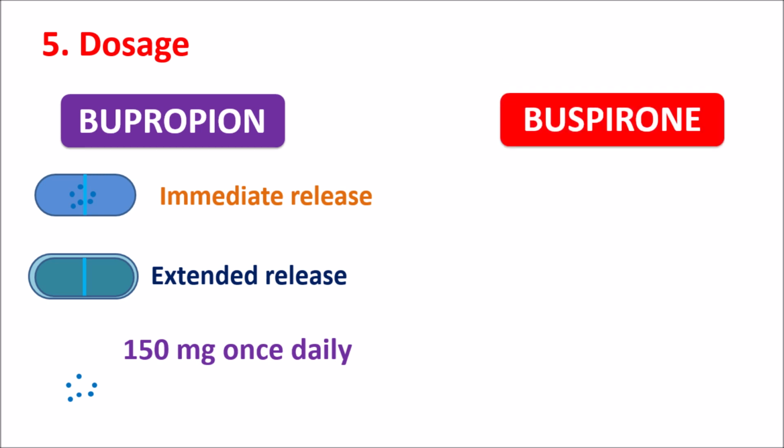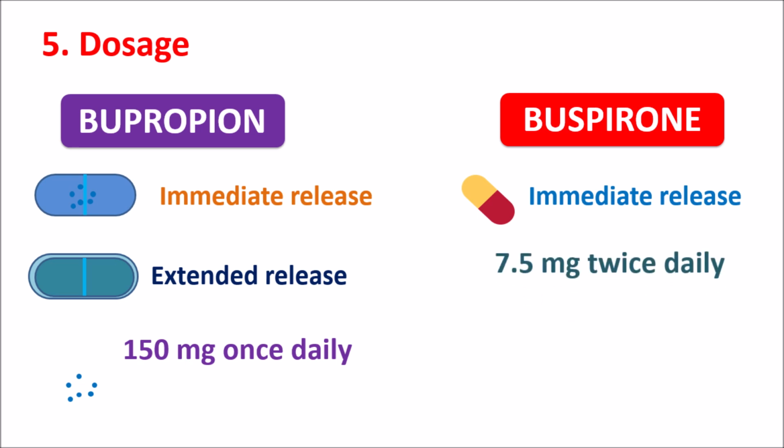On the other hand, buspirone is available as an immediate release tablet, and it is given at a dose of 7.5 mg given twice daily. So the total daily dose is 15 mg. This 15 mg dose can also be given in another way as 5 mg tablets thrice daily. So we can clearly observe that buspirone is given at very low dose compared with bupropion.